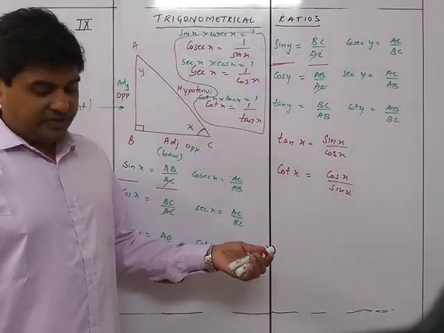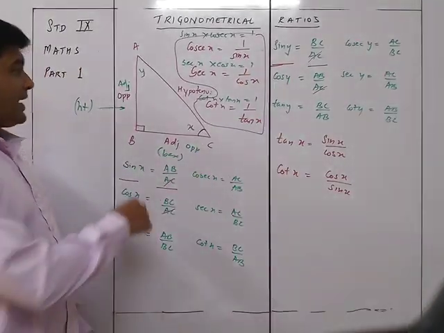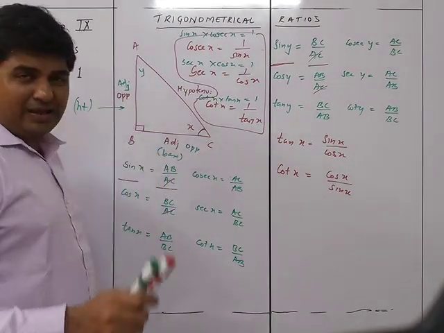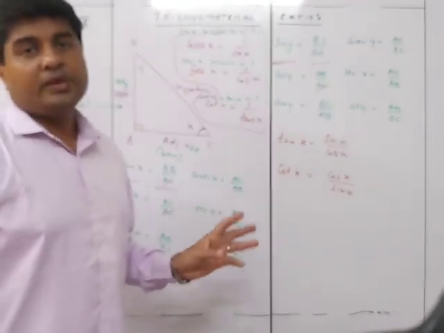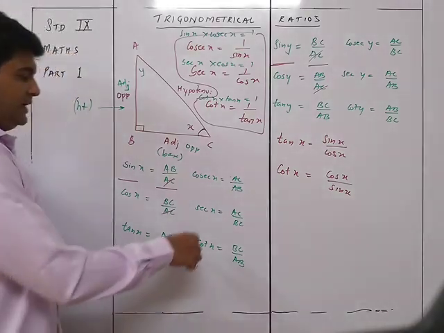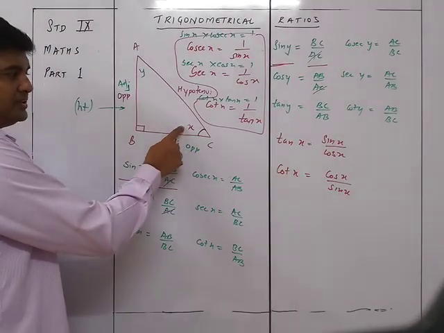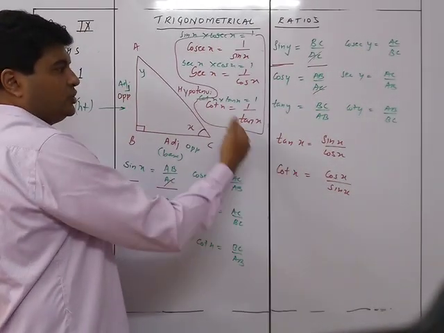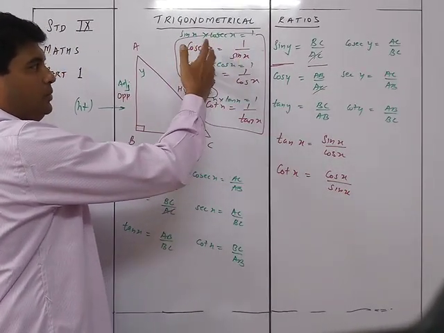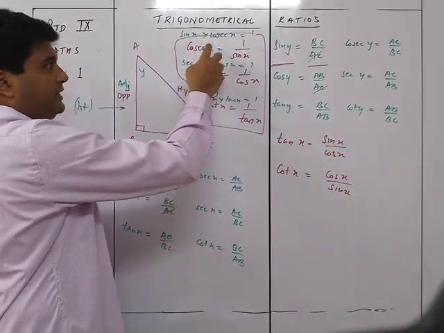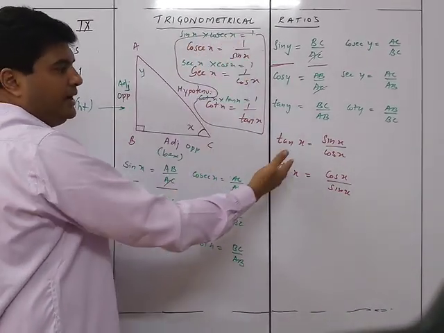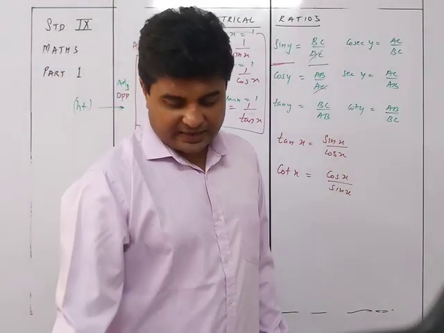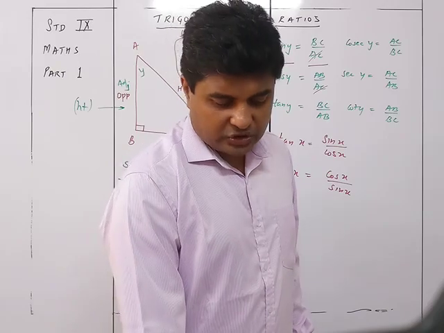So you see over here that the triangle is given to you. According to the triangle, depending upon what angle you are taking, you will have the ratios. There could be 6 ratios with respect to x, and 6 ratios with respect to y. And the relation between the ratios will always be this way, that one is the reciprocal of the other. Sin into cosec is 1, and similarly tan x is equal to sin x upon cos x, and cot x is equal to cos x upon sin x. So these are about the ratios.